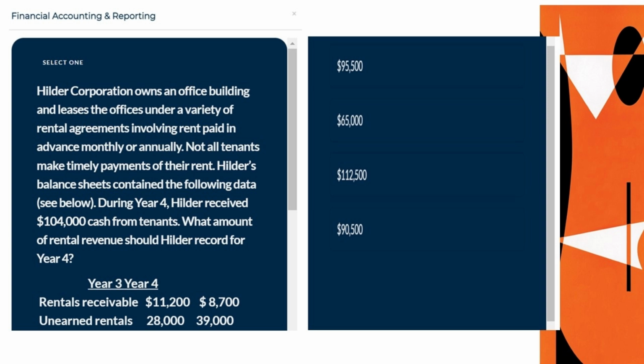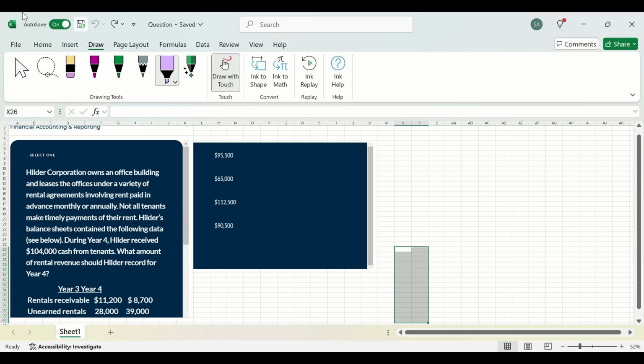From the question, let us now write up some journal entries. Hilda Corporation's rental agreements involved rent paid in advance monthly or annually. The journal entries to reflect this will be debit cash credit unearned revenue.